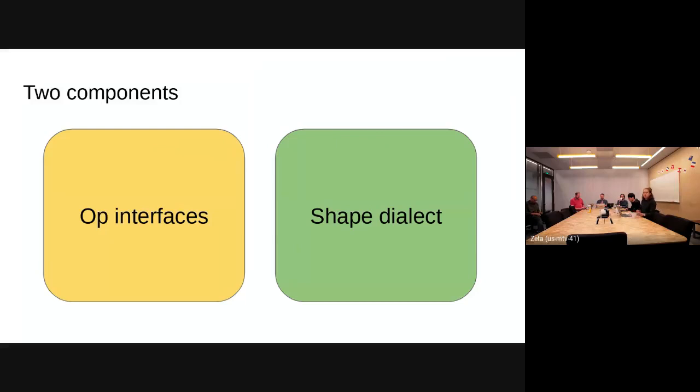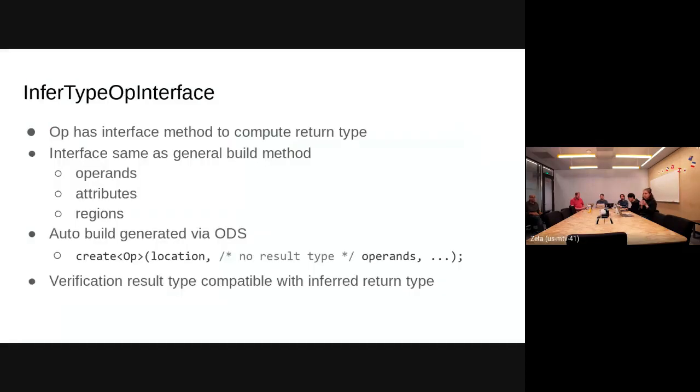What I'll be presenting today are the two components we have at the moment. One is the op interfaces used to drive some of the shape inference work, as well as the shape dialect. And I'll also explain how these two interact. Firstly, towards the op interfaces, there are two op interfaces and one trait. One is the inferred type op interface. This is an interface that says an op has methods with which to compute its return type.